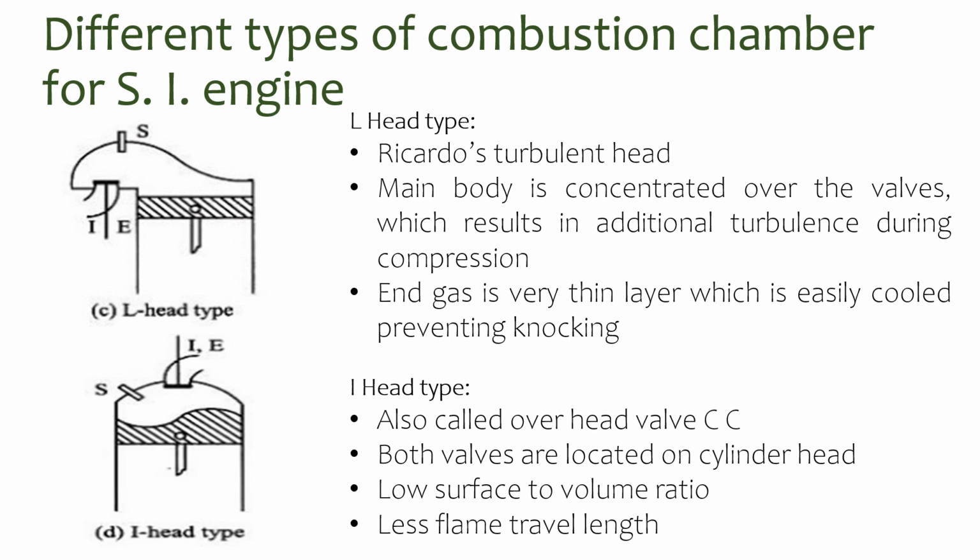The third one is also an L-head type, known as Ricardo's turbulent head. The main body is concentrated over the valves, which results in additional turbulence during compression. The end gas is a very thin layer, which is easily cooled and which prevents knocking. The fourth one is called the I-head type, also called the overhead valve combustion chamber. Both valves are located on the cylinder head. It has a low surface to volume ratio and less flame travel length.